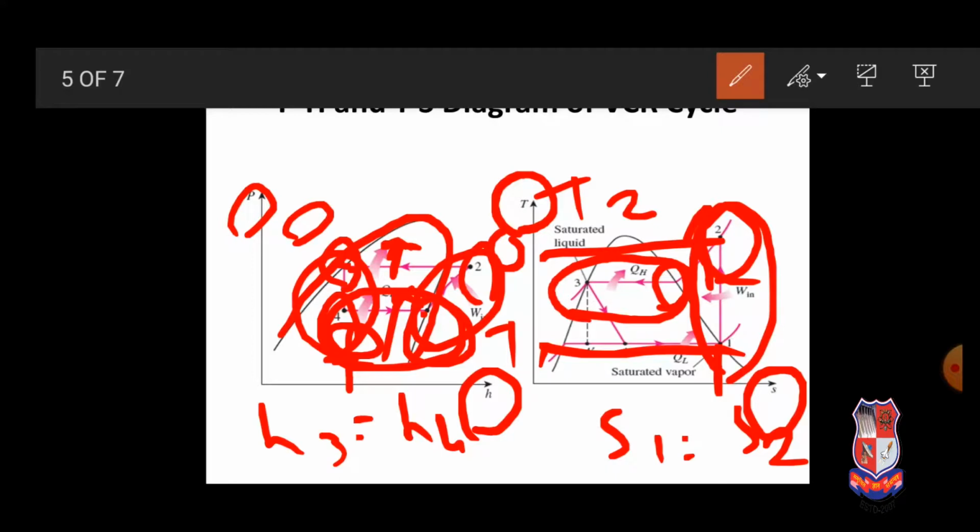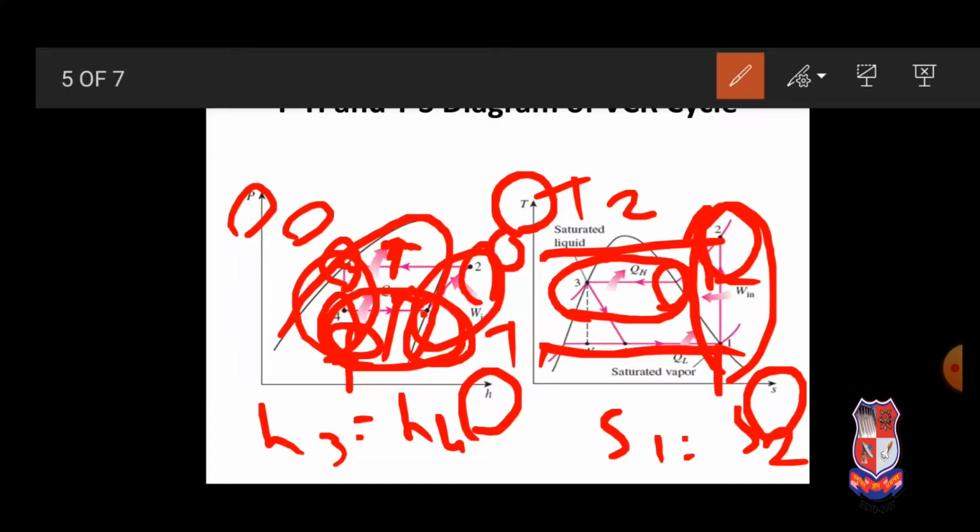At that time your temperature remains constant, because during the condenser process we are rejecting the latent heat to the surroundings. So at that time phase change is possible, the saturated vapor is converted into saturated liquid. So at that time temperature remains constant.